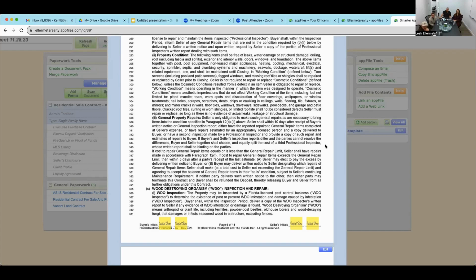The last sentence down there, though, it says if neither party delivers such written notice to the other, then either party may terminate this contract and buyer shall be refunded the deposit, thereby releasing buyer and seller from further obligations. In other words, if the amount is above the repair limit and neither party admits they're going to do anything, you're in negotiations. If you're not above, then there's no negotiation question. You're in contract.